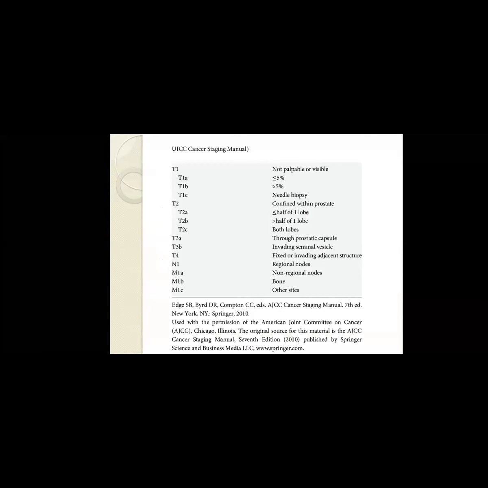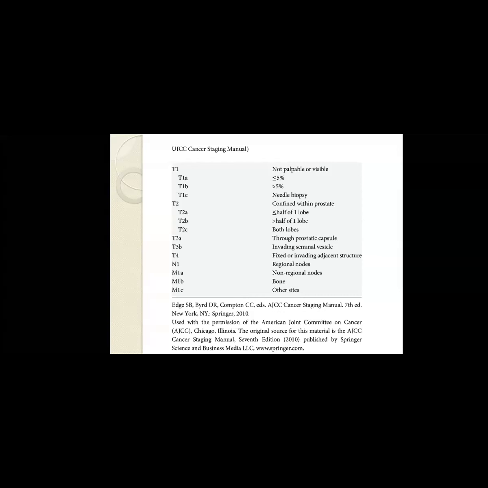T3, it comes out of the prostatic capsule, and T4, if there is fixation of the prostatic gland and/or it involves adjacent structures. Then node, as far as regional nodes are concerned, if it involves them, you stage it as N1.